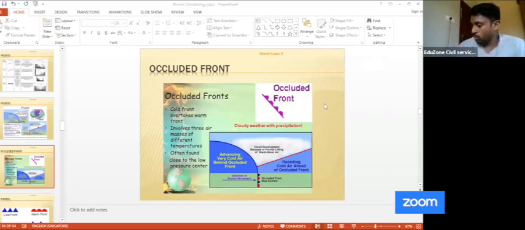Okay, so you have written 4 stages. First is stationary front stage. Second, incipient or nascent stage. Third, mature stage. Finally, occlusion or dissipation stage. I hope you have already understood now what this is.